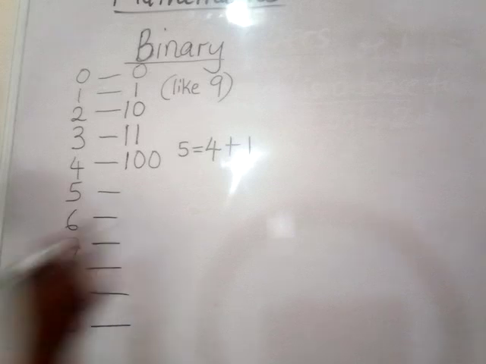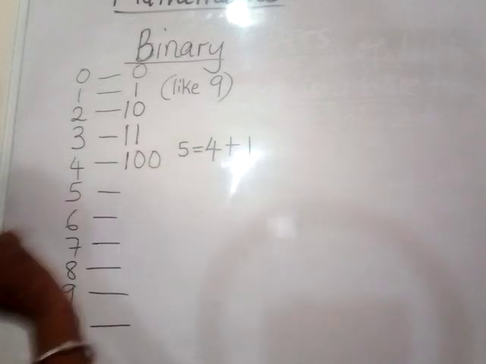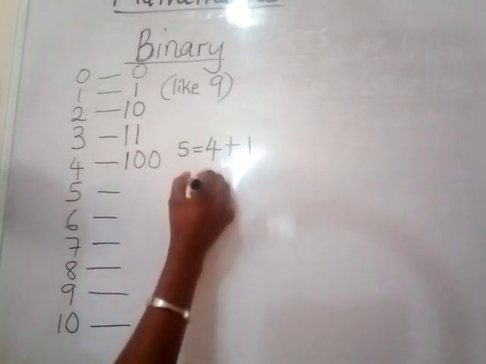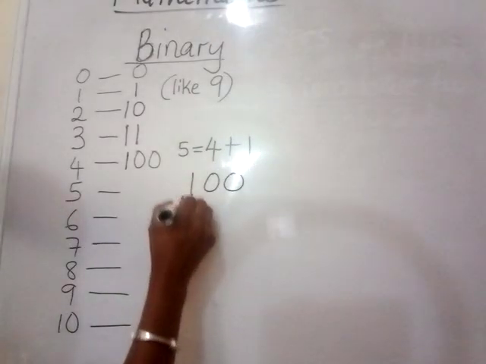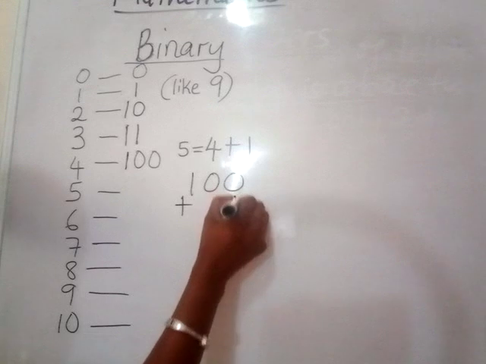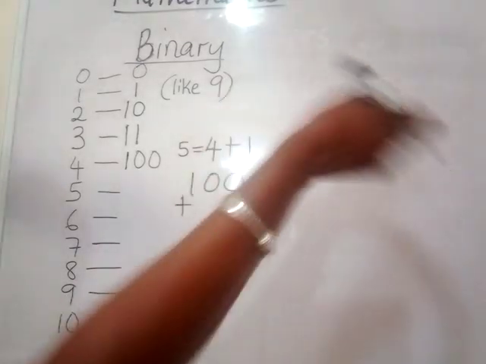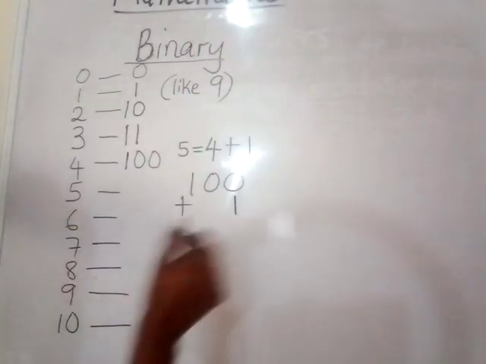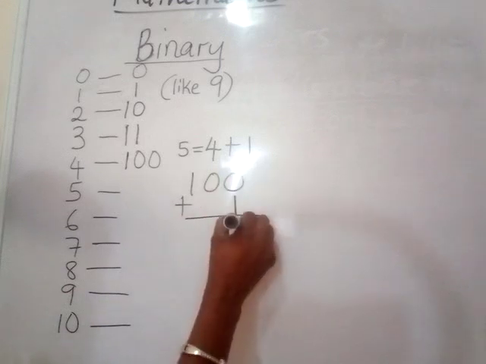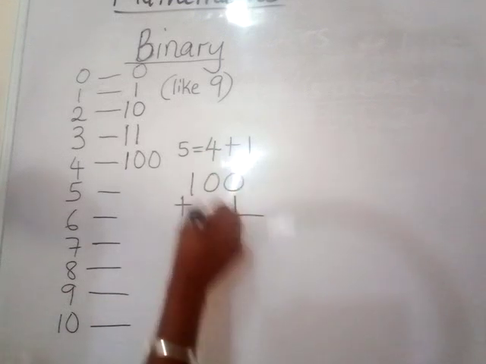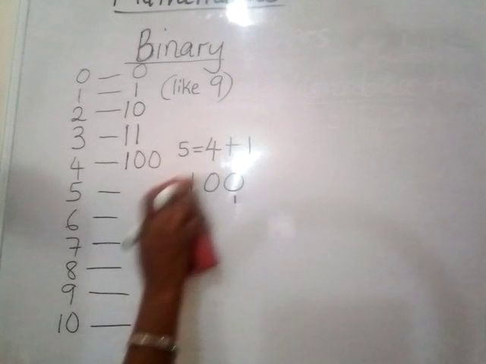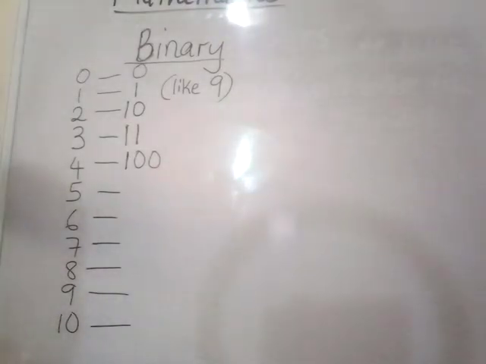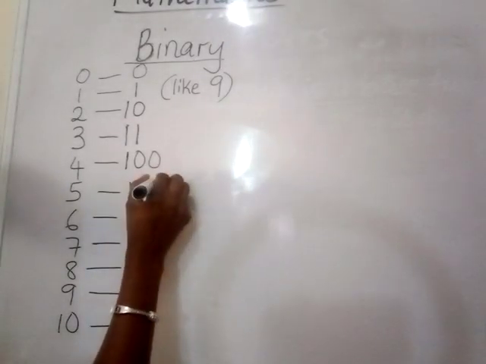Okay, so 5 is simply 4 plus 1, and here we have gotten 4, and 4 is what? 1 0 0. So we are adding 1 to this 4, so we bring it under. Remember, we always have the right end where we start our arrangement. So when you add 1, 0 plus 1 is 1, 0 plus nothing is 0, and 1 plus nothing is 1. So the number 5 is 1 0 1. Okay, so 5 is 1 0 1.